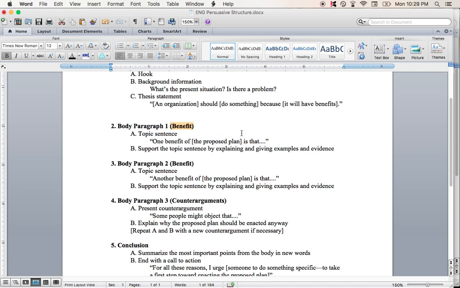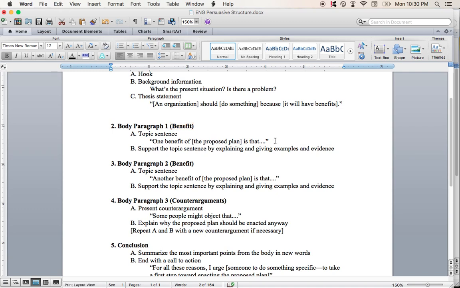That's the most important thing to focus on. So the first sentence of each of these first two body paragraphs will be a topic sentence. The topic sentence at the beginning of the paragraph gives the main idea of the paragraph. What is this paragraph about? Now we know it's going to focus on a benefit.